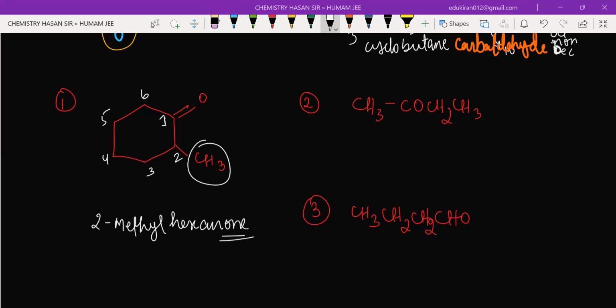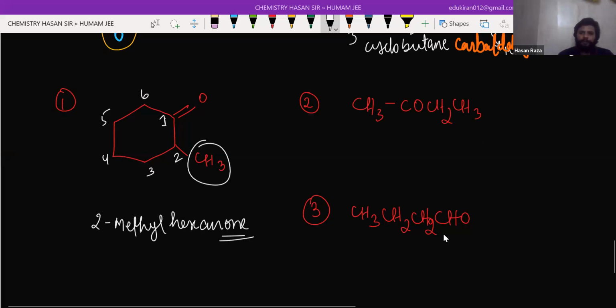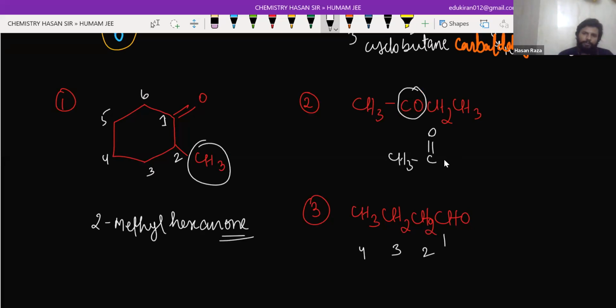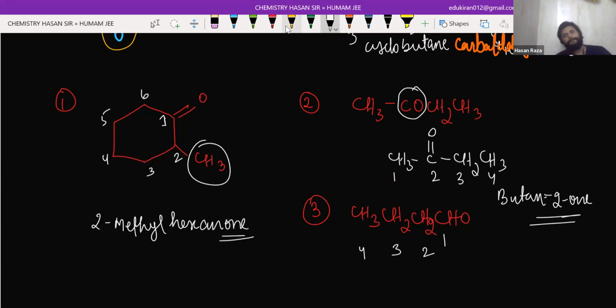Sir, third one I got butanal. Second one I'm not sure. 1, 2, 3, 4. Butanol. Do you know which functional group is present here? Ketone. I'm going to show you. CH3, C double bond O, CH2, CH3. So you are going to do numbering from left because it will get second position. From right, it will get third position. So ketone is there, no branch, so butane. And then 2-one. Are you getting my point? Yes, sir. So this is how we can handle nomenclature.